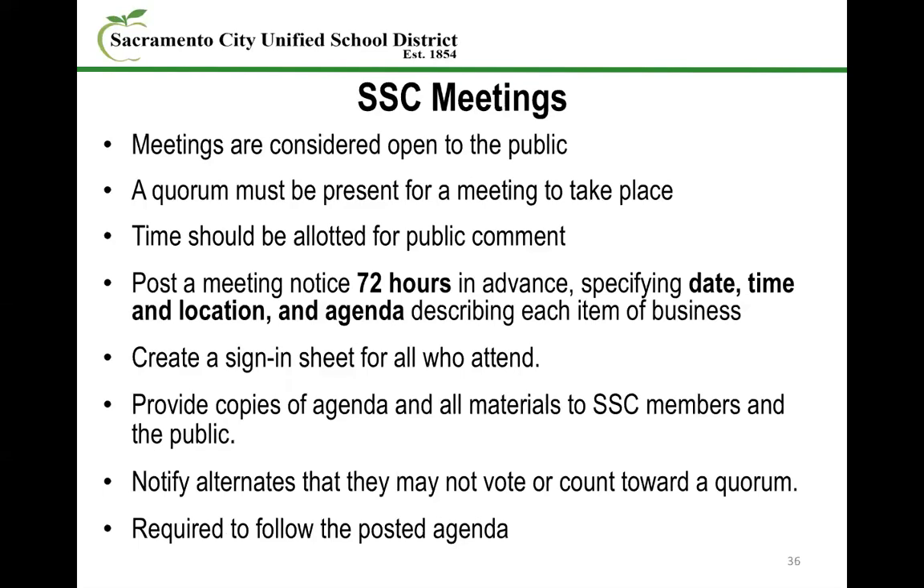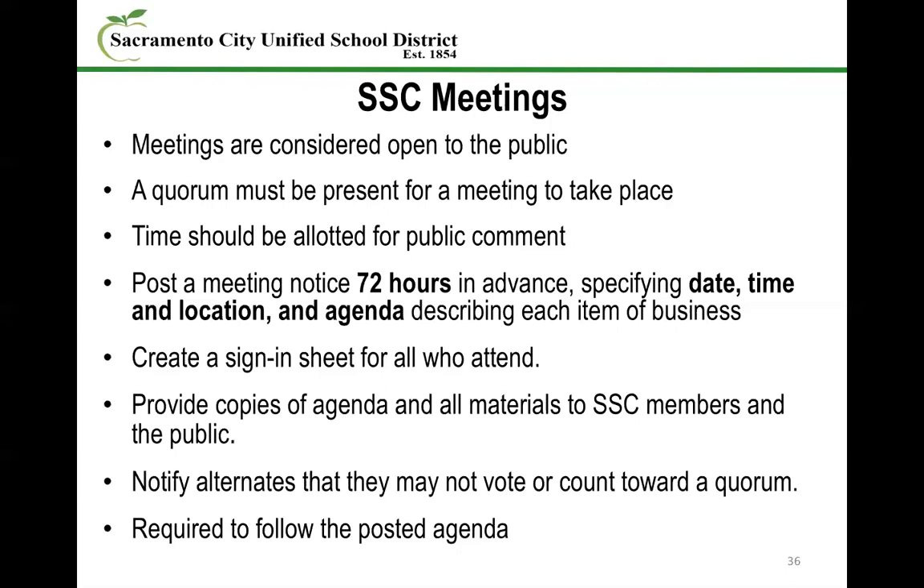Your meetings are considered open to the public. A quorum must be there to vote on the meeting, and a quorum is 50% of your membership plus one. Does that mean it has to be, let's say, 3 parents and 3 staff members plus one? No, it's 50% of your total membership plus one.